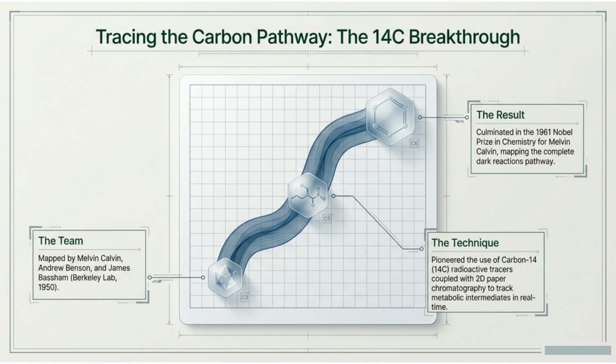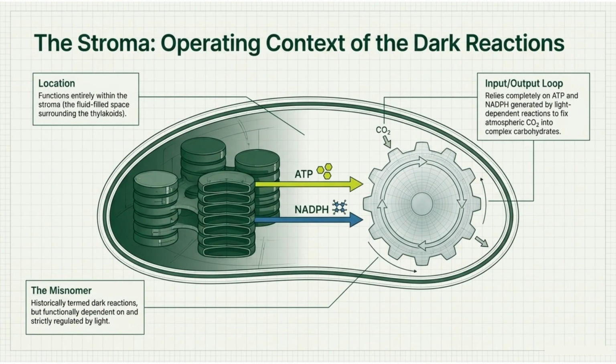In 1950, a team at Berkeley Lab, Melvin Calvin, Andrew Benson, and James Basham, pioneered the use of carbon-14 radioactive tracers paired with 2D paper chromatography. By tracking metabolic intermediates in real time, they mapped out the complete pathway, earning Calvin the 1961 Nobel Prize in Chemistry. The entire operation functions strictly within the stroma.